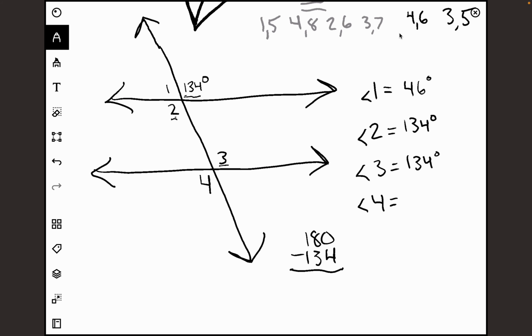Then finally, how can we solve for angle 4? What's angle 4 going to be? Yeah, it's also 134. How do we know that? Yes, angle 4 and 134 are alternate exterior. Perfect. Do we have any questions about those? It can be both. It's corresponding with the angle that we're given, and then angle 2 and angle 3 are alternate interior.